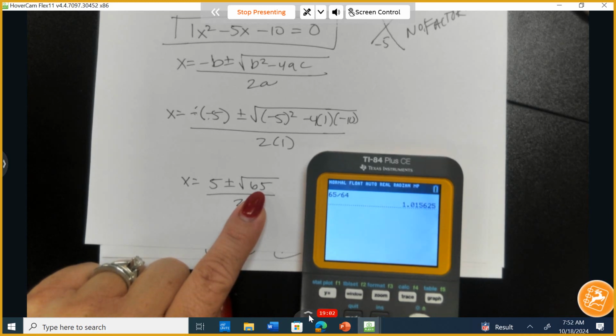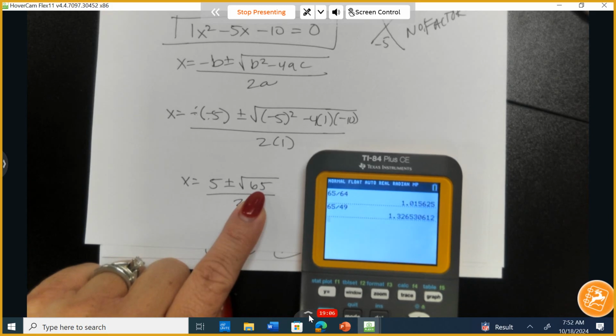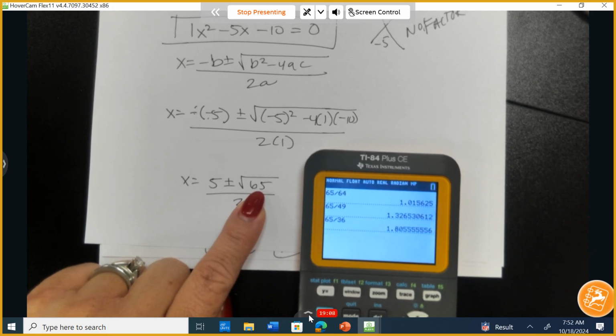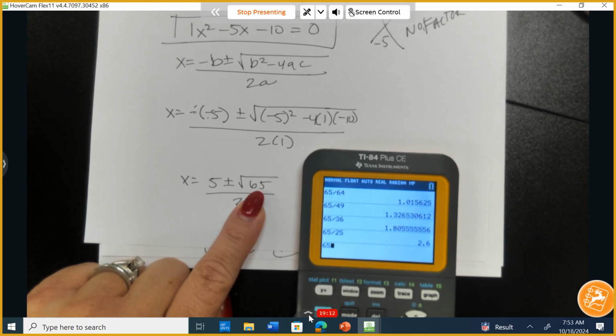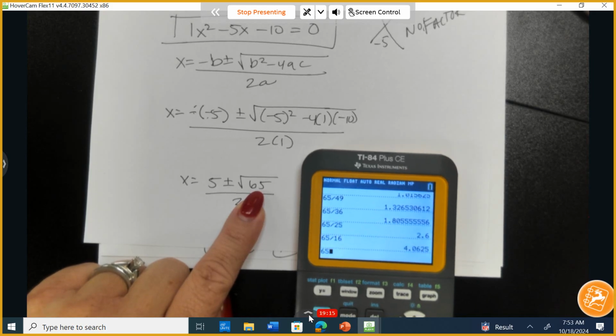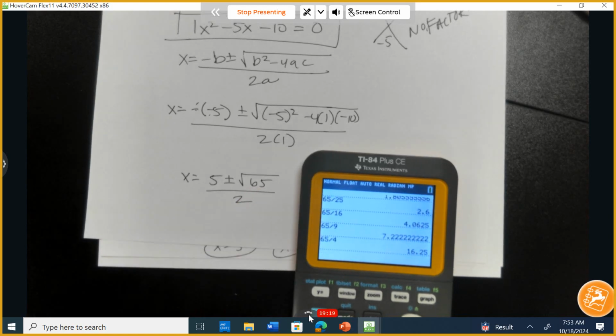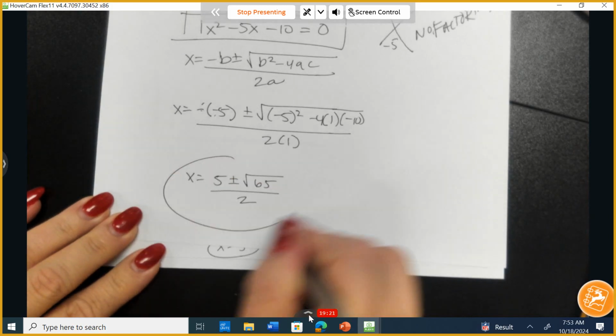So 64 is a perfect square because it's 8 times 8. 7 times 7, that doesn't work. 6 times 6, that doesn't work. 5 times 5, that doesn't work. 4 times 4, and you're seeing that none of these work. 3 times 3, 2 times 2, and 1 times 1 doesn't simplify anything. This is our final answer.